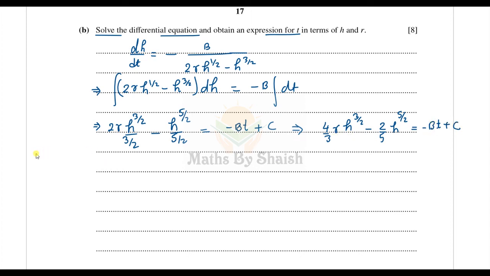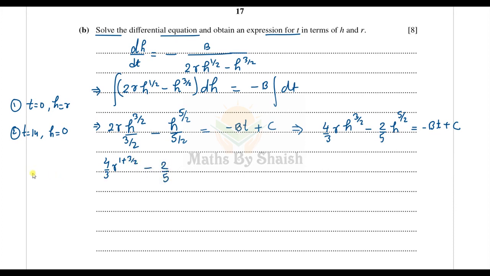For that purpose, in the previous step, initially two conditions were given. The first condition was that when t is equal to 0, the height was the complete radius, that is r. The second condition was that when t was 14, it is completely empty, that is h will be 0. So by the first condition we will get 4 over 3 r h to the power 3 by 2 minus 2 over 5 h to the power 5 by 2.